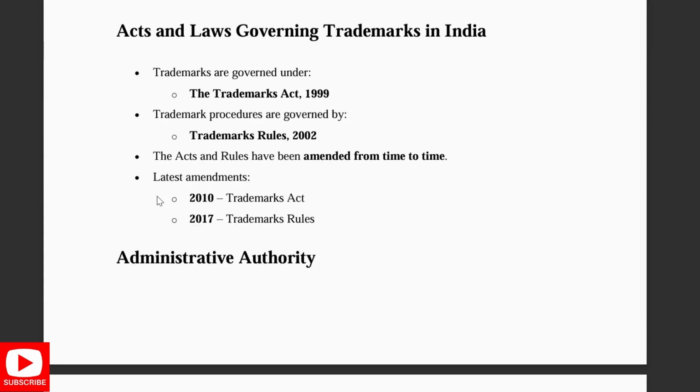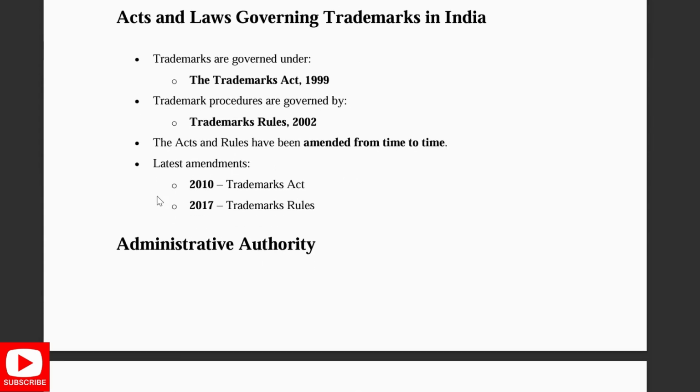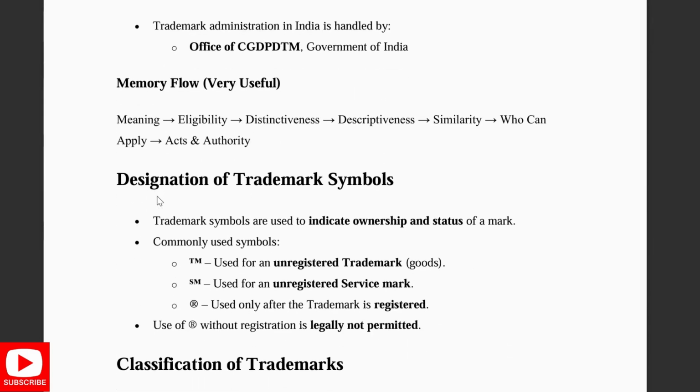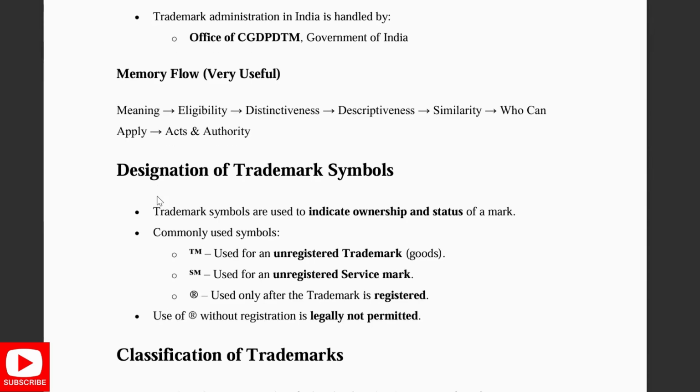Next is acts and laws governing the trademark in India. Under the Trademark Act 1999, trademark procedures are governed by the Trademark Rules 2002. The act and the rules have been amended from time to time. The latest amendment is 2010, that is the Trademark Act, and 2017 for the Trademark Rules. Administrative authority: here, trademark administration is handled by the Office of the CGPDTM, Government of India, where they govern the trademark completely.